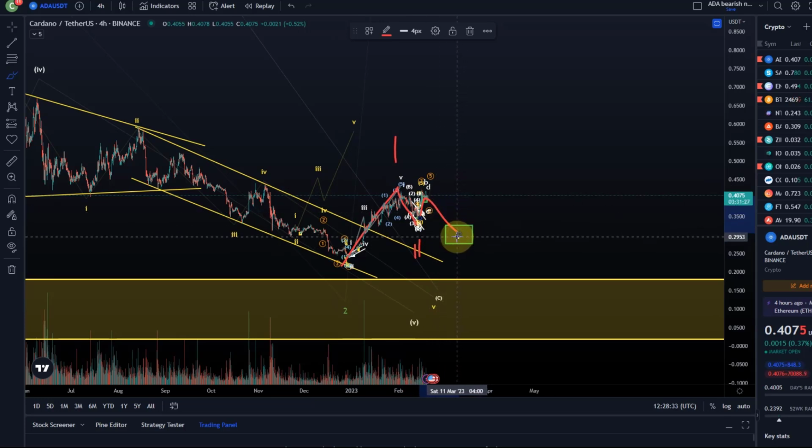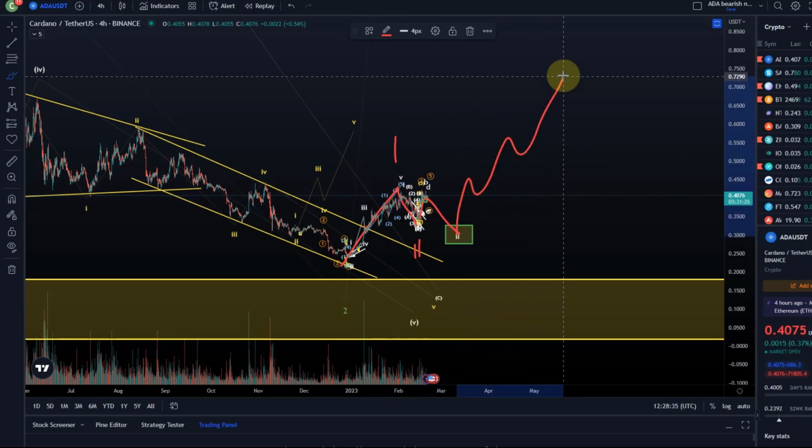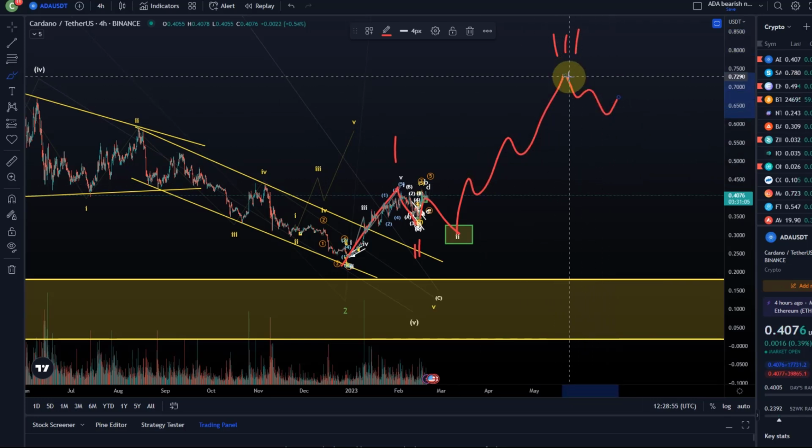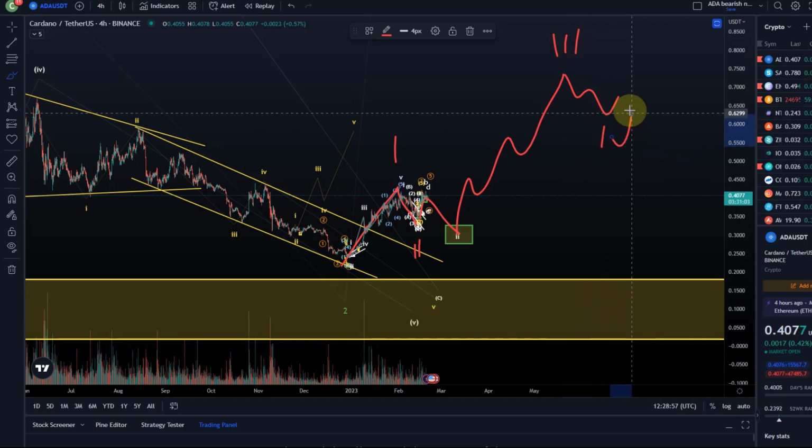Then we should see 5 waves up in a 3. These could have already started. Not entirely sure, depends on if we break above that 1.38 retracement, which is at 44 cents here, or not. If we do, then we are probably already in the 3rd wave. Target here, it takes us way above 50 cents. Then we need to see a 4th, not in 3 waves only, a 4th wave, and a 5th wave to the upside.